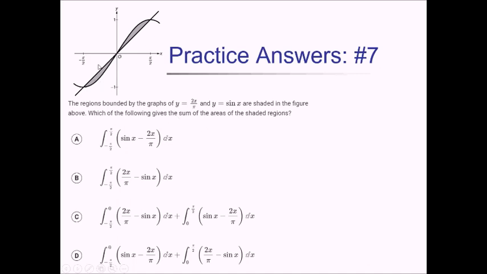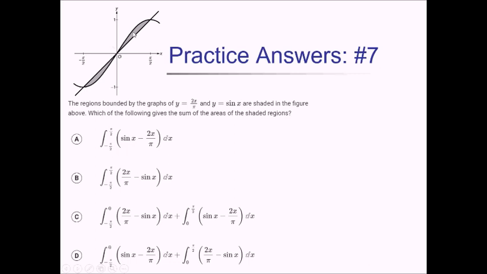On a problem like this, where your top function is changing halfway through, you can't use just one integral. If you try to use one integral from negative pi over 2 to pi over 2, then half the time you're going to be getting positive area and the other half of the time you're going to be getting negative area, and those are going to cancel out, and you're not going to get the actual area contained inside those shaded regions.